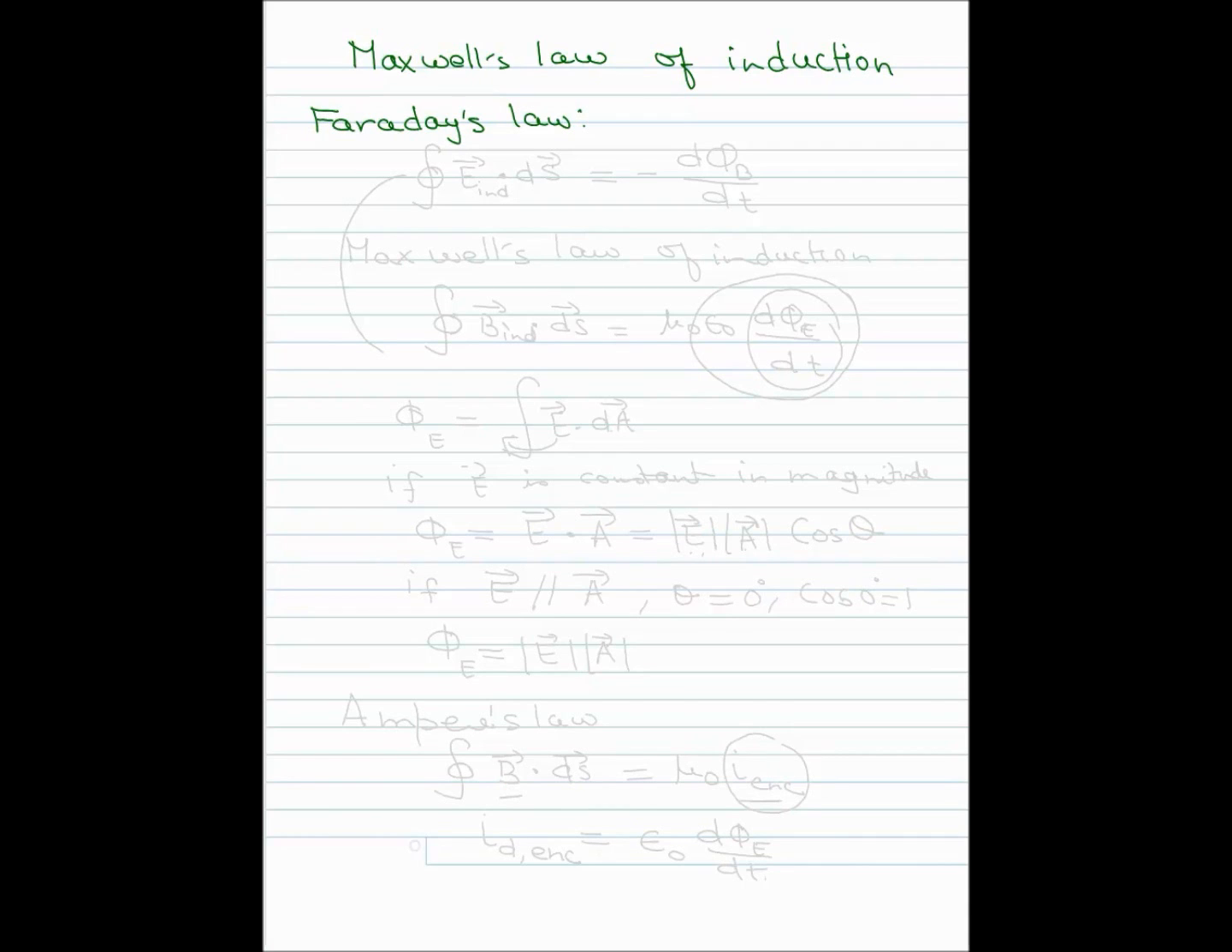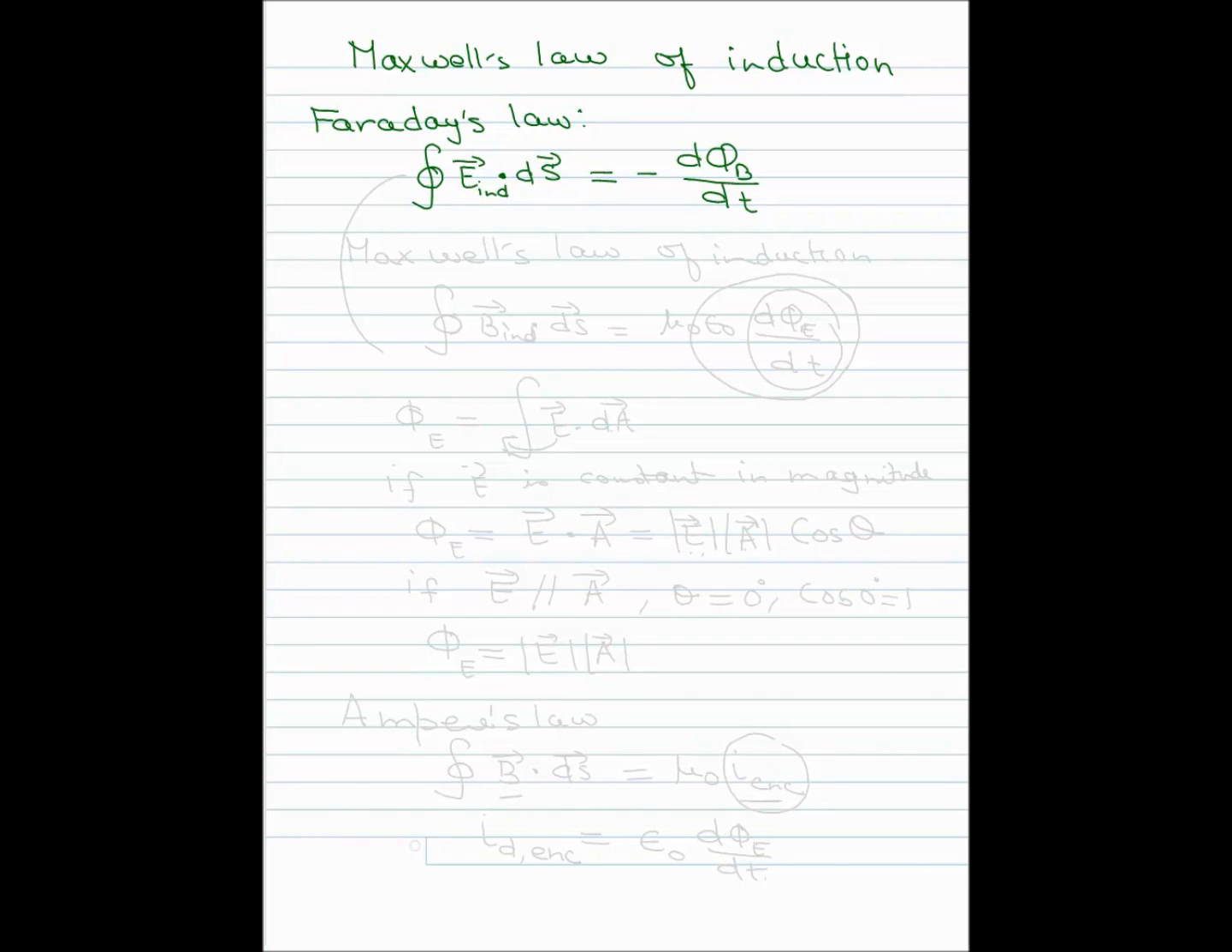Recall that Faraday's law said that if there is a change in the magnetic flux, then there is an induced electric field. And what we learned is that the induced electric field that forms closed loops, the integral E dot ds, will be equal to negative dΦB over dt. That means the rate of change of magnetic flux.